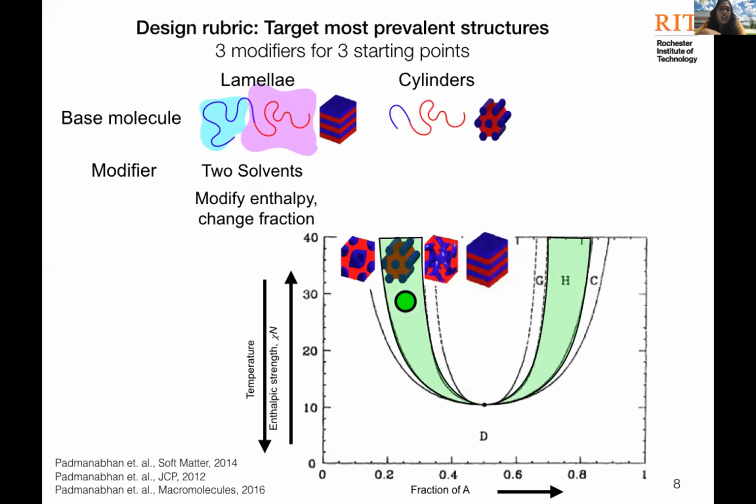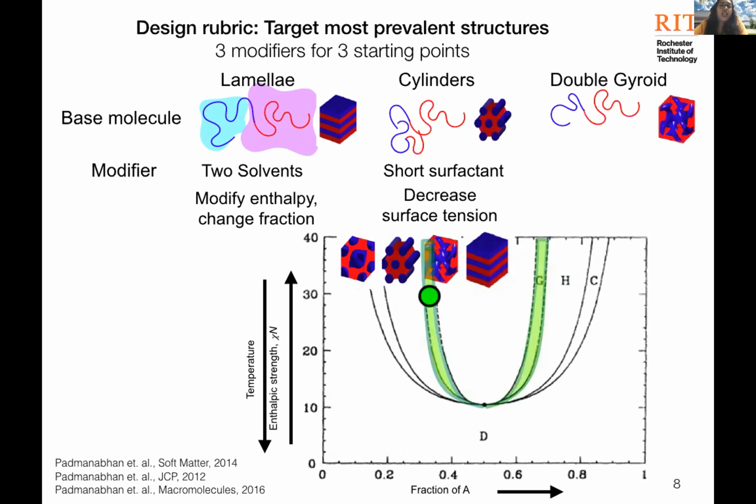Or if you land on the other side where you synthesize a cylinder, you want to choose a co-surfactant that's going to help you move to the right in the phase diagram and decrease surface tension and basically increase your curvature. And the third one is, we want a gyroid, we just want to make it more stable. If you can get really close to this 33% composition in synthesis, then we can add another selective polymer that would stabilize the gyroid phase.